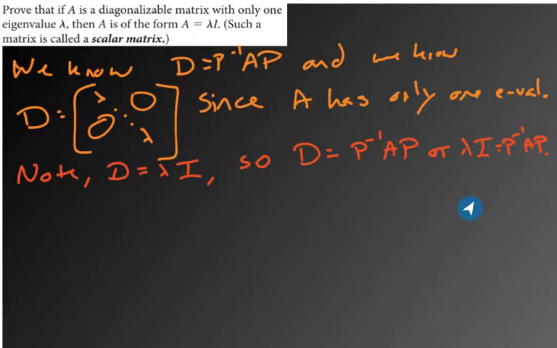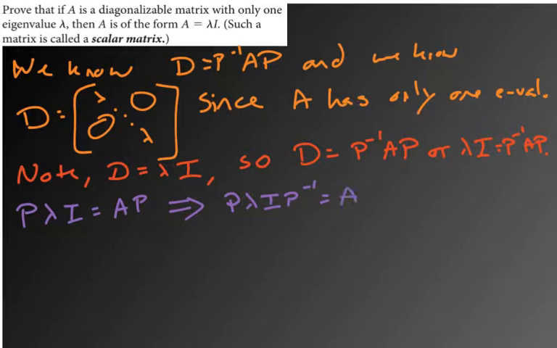So we know P is invertible, right? So we want to show that A is lambda I, right? And so what you want to do is you kind of want to unpack this so you can get to A. So I'm going to take P on the left side for both. So then I would have P lambda I equals AP, and then this implies, so I can take P inverse on the right. This implies that P lambda I P inverse would equal A.